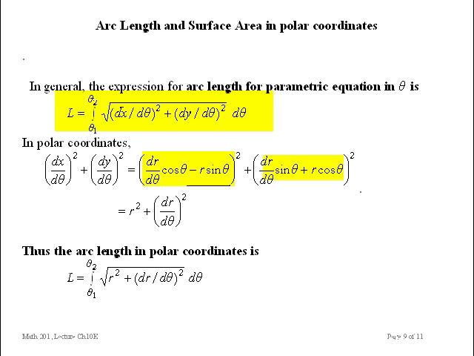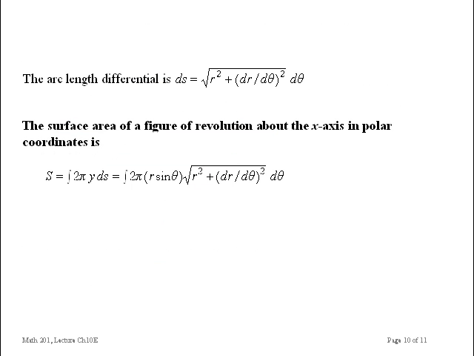If you expand and work out the terms, you see that quite a few cancel thanks to that negative sign. We end up with something fairly simple, r squared plus dr by d theta squared. Thus the arc length in polar coordinates is the integral from theta 1 to theta 2 of the square root of r squared plus dr by d theta squared. Of course, the arc length differential follows directly from that.